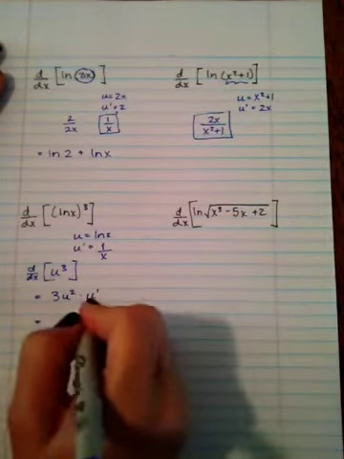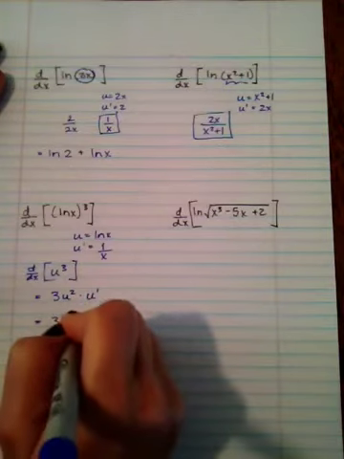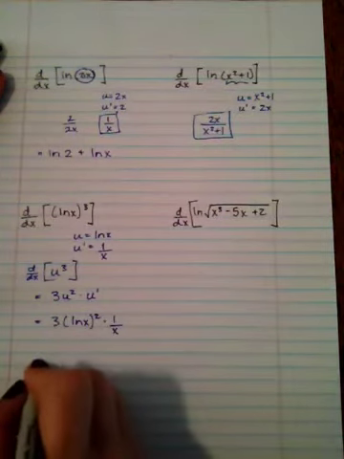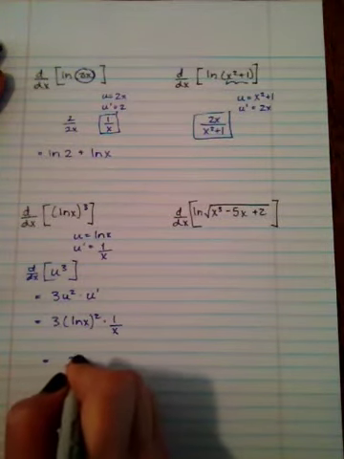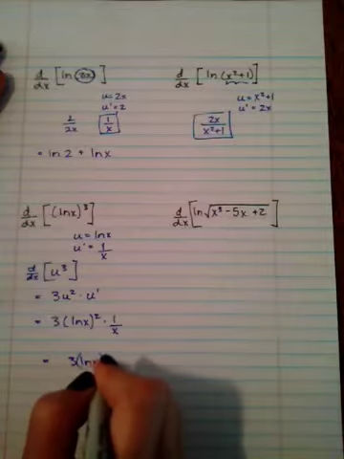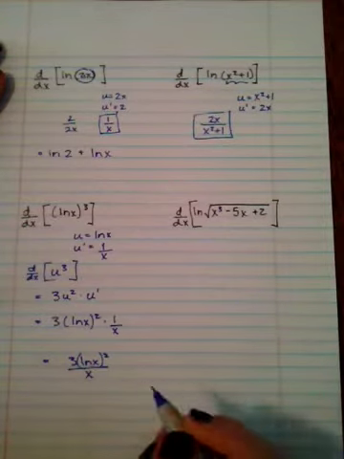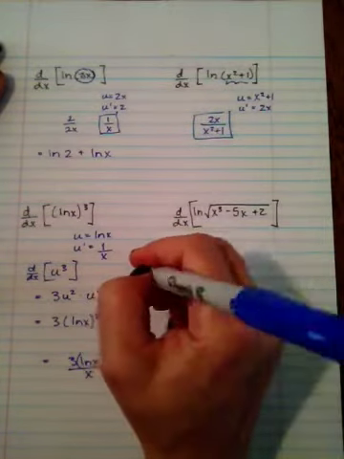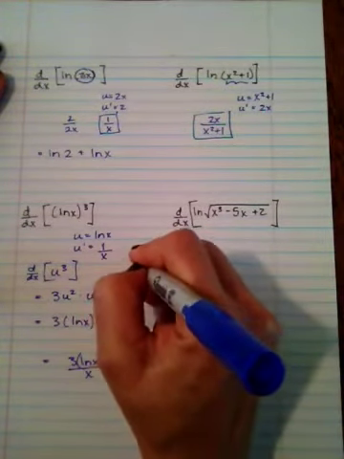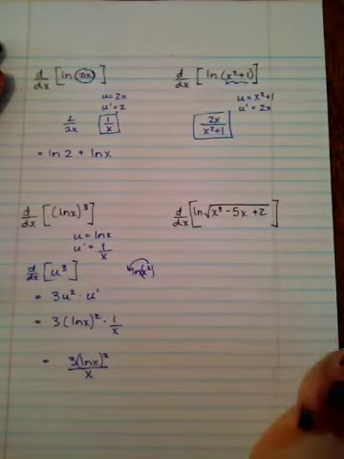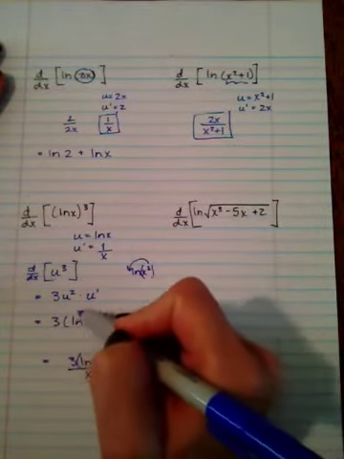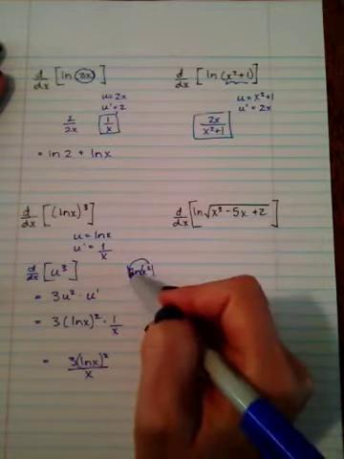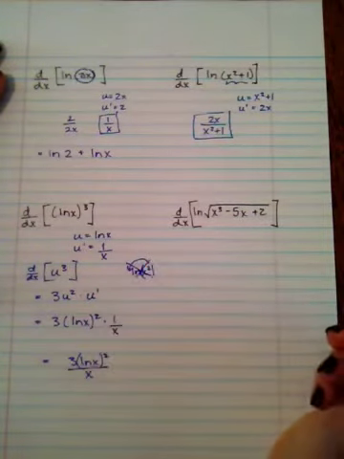So putting my u and my u prime back in, this will be 3 times the natural log of x squared times 1 over x. And if we wrote that a little differently, this would be 3 natural log of x squared over x. Now, it's important to note that this 2 cannot be brought in front of the natural log. If it had been the natural log of x squared, this 2 could come down with our logarithmic properties, but that's not what this is saying. It's the entire natural log function being squared.